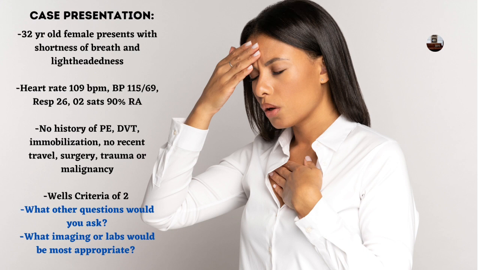And the next question is what imaging or labs would be most appropriate. Most appropriate is the emphasis. Here it is actually asking you what imaging or labs would help you to diagnose this patient. So in this case, CTA of the chest and D-dimer would hit very high on my priority list.